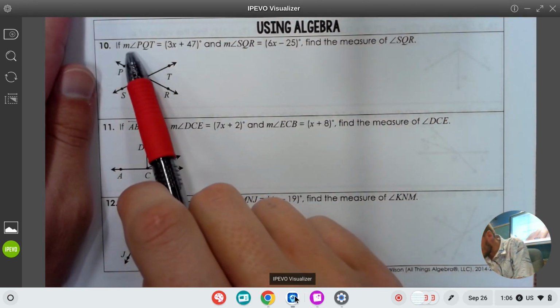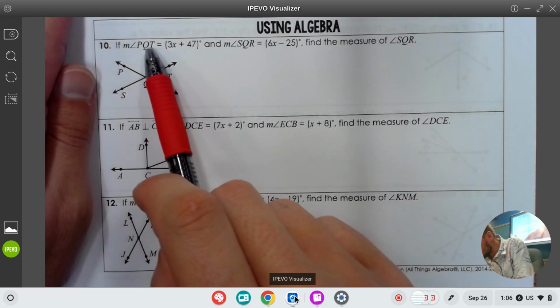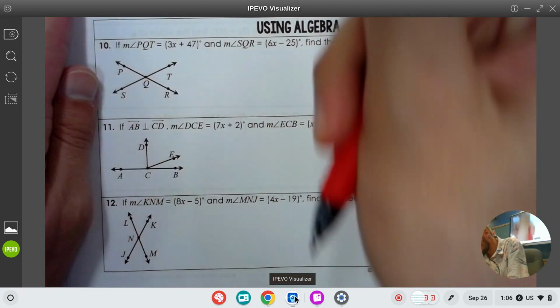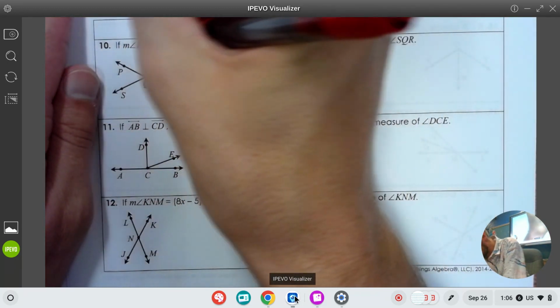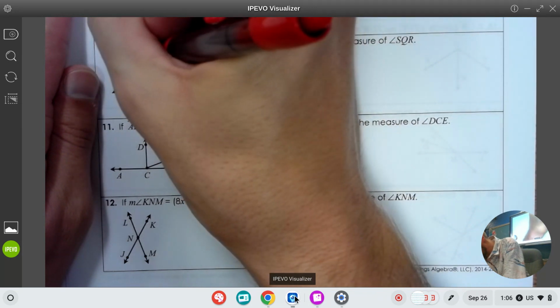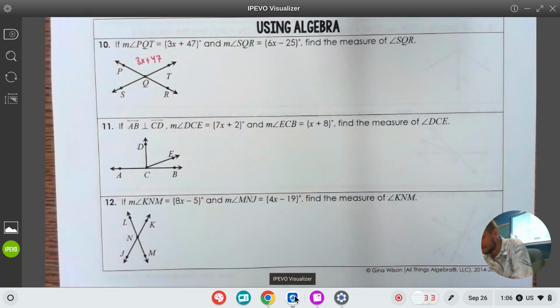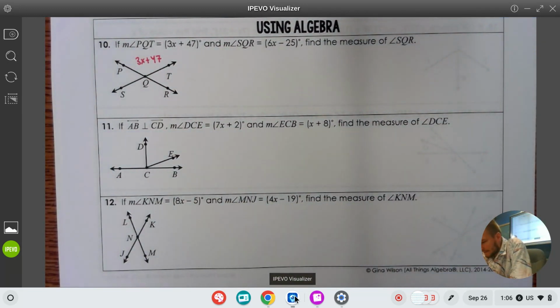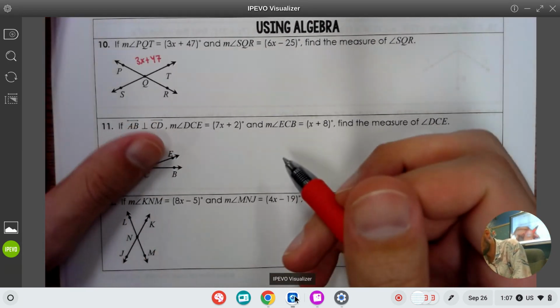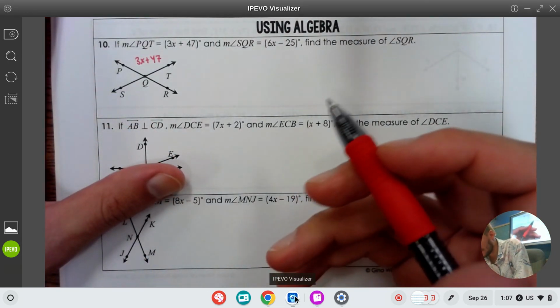The measure of angle PQT is going to be this top part up here. I'll put 3x plus 47. And the measure of angle SQR is going to be 6x minus 25. Which one is SQR? Left, right, bottom?